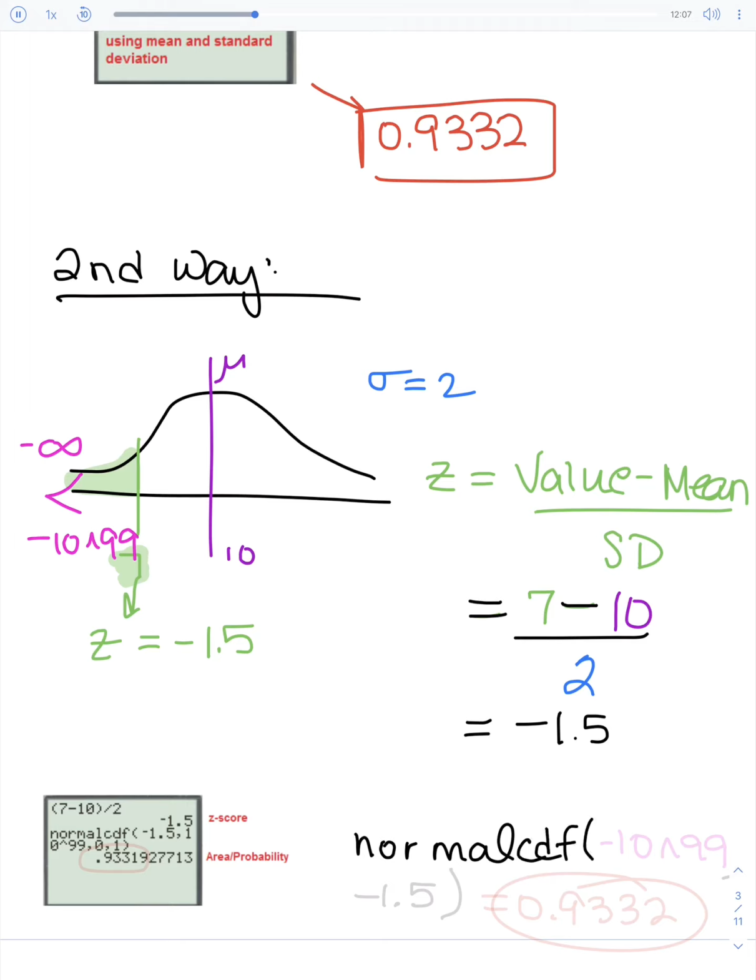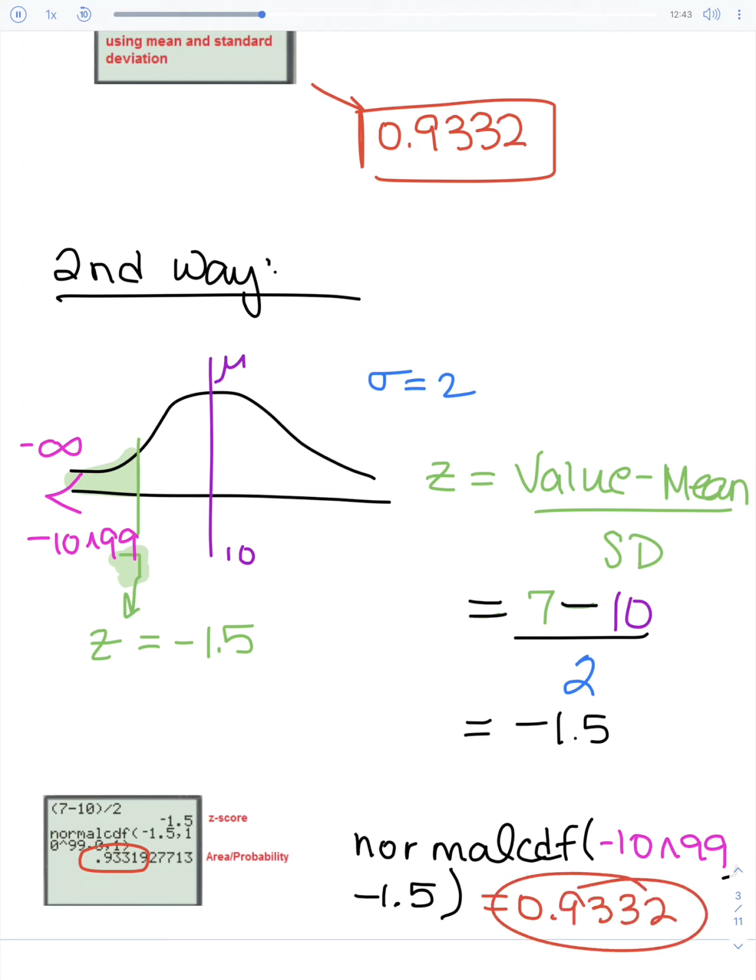And you start out just like before with your negative 10 to the 99th, comma, you'd plug in your negative 1.5 where you ended your graph. And you wouldn't need to input anything else because the negative 1.5 is a z value. You could just close it off. And what your calculator will give you is the exact same value for your probability or area.